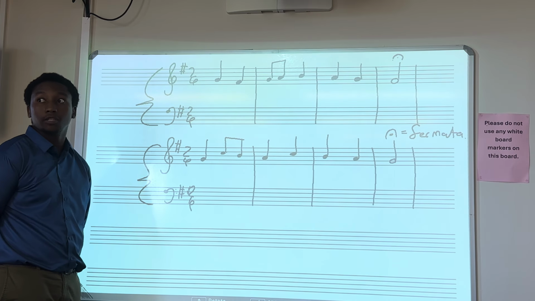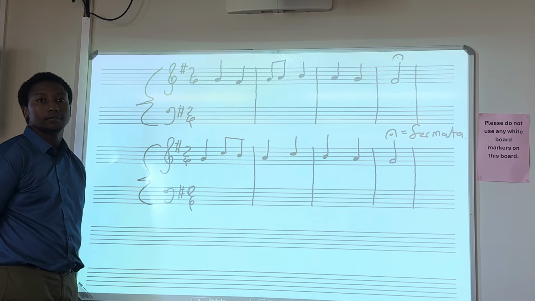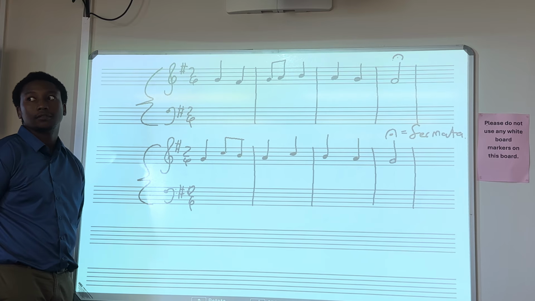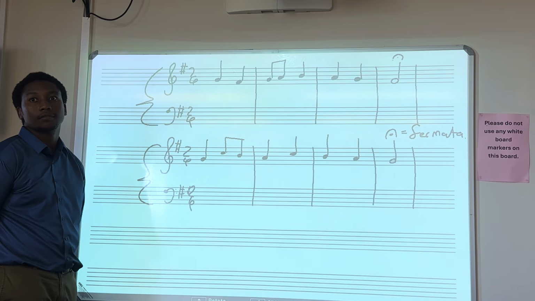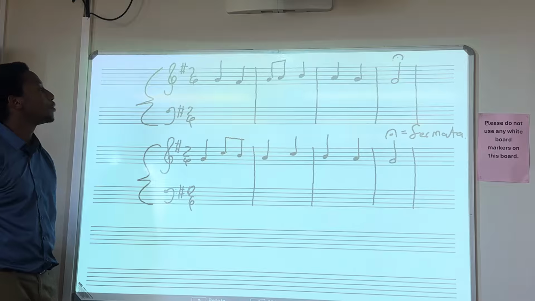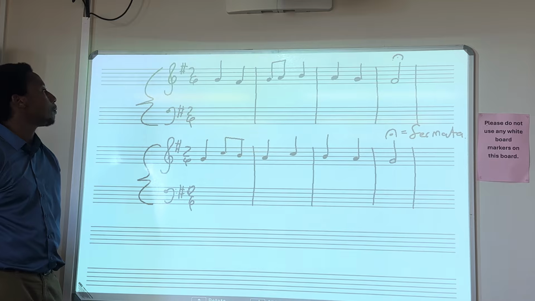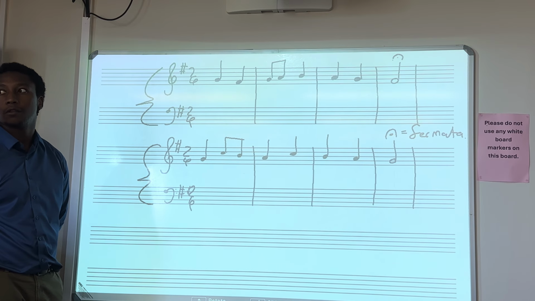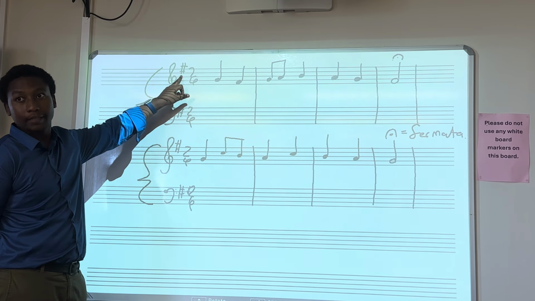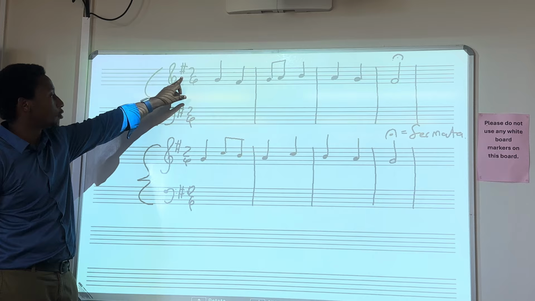Where can I show that I'm in G? How do I show that I'm in G major? So where do I show that I'm in G major in this? One sharp. Yeah, that's correct. Yes, you have 1 sharp. That's indicative of G major, correct?